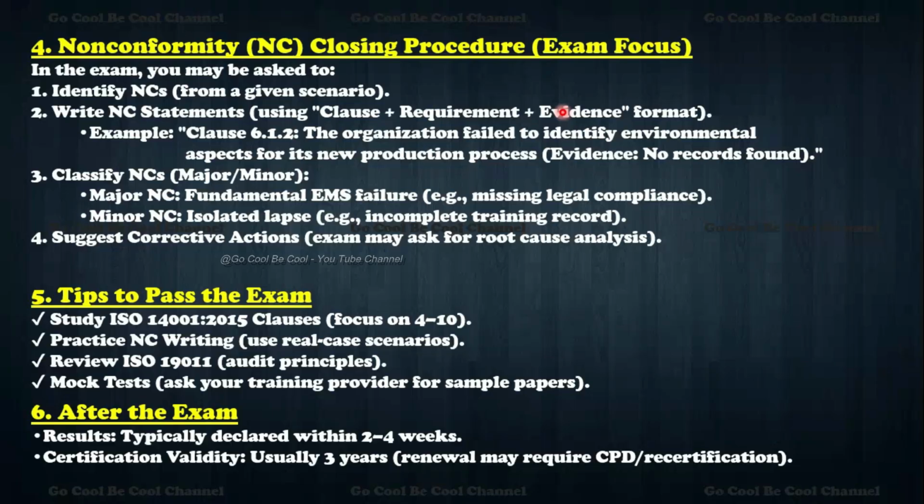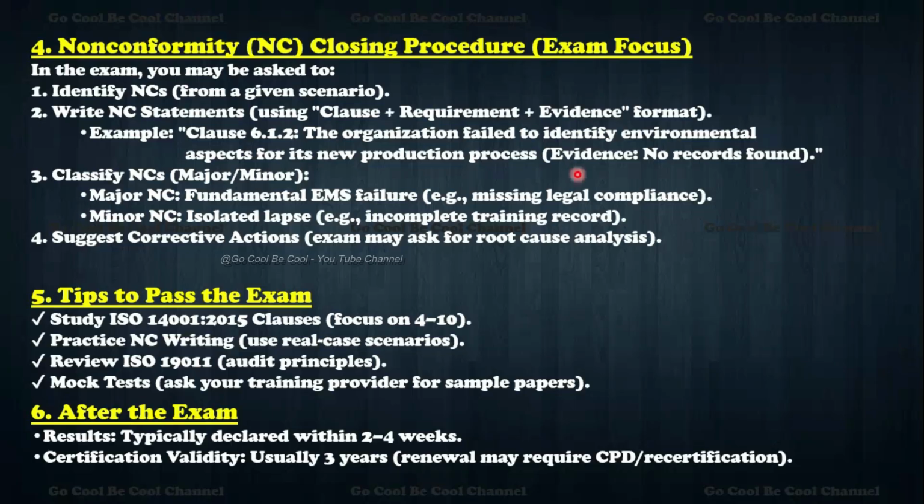But evidence, without evidence, please don't go for identifying these scenarios and everything. Provide the evidence. This is the evidence, objective evidence, 2 dot, then write the evidence. What is the evidence you observed? Example, clause number 6.1.2, the organization failed to identify environmental aspects for its new production process. Evidence, no records found. Yes, because in the scenario itself they would have given that no record was identified during the auditing time. So you can pick that word simply.